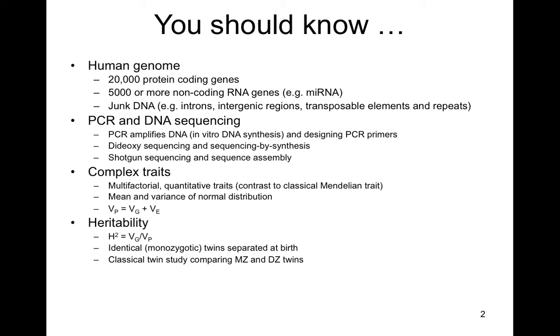Second is the classical twin study, in which you compare the phenotype correlation coefficients of identical twins reared together in the same household with fraternal or dizygotic twins reared together. Heritability equals 2 times the difference between the monozygotic twin phenotype correlation coefficient and the dizygotic twin correlation coefficient. Intuitively, the greater the heritability of the trait, the greater the difference between the two correlation coefficients.